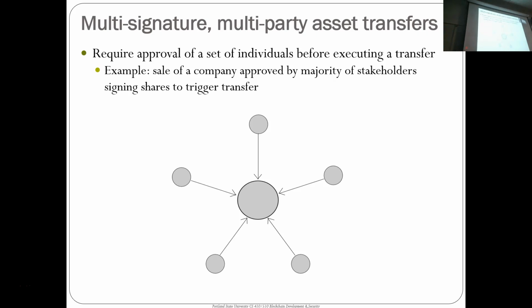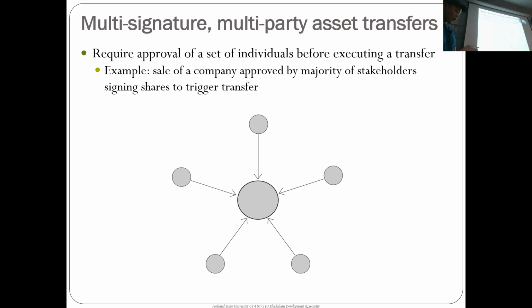Another thing that a smart contract can support are multi-signature, multi-party asset transfers. One of the things we didn't talk about with Bitcoin is that it had the idea of a multi-signature wallet built in natively. If you wanted the same kind of functionality, where you didn't want a particular piece of code to execute unless multiple people, a majority of shareholders, for example, signed off on it, then you would have to do that inside the smart contract itself. So you would have to implement some kind of code that does that.